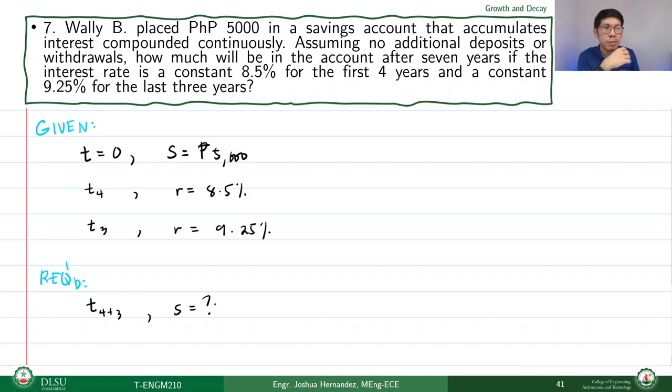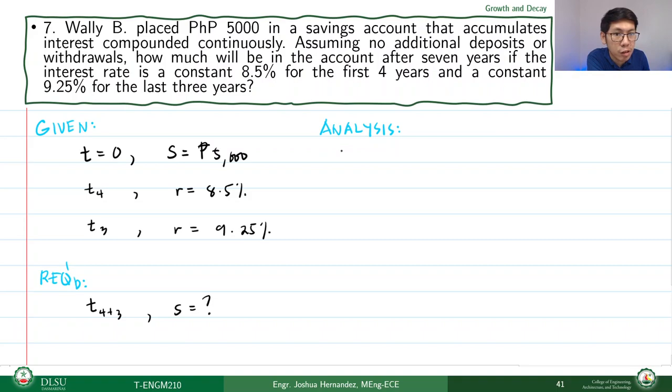Yan. So, kasi ang mangyayari dyan, yung first 4 years daw, 8.5%. Tapos, yung last 3 years, iba na yung rate. So, ibig sabihin, kailangan natin i-apply yung unang deposit ng 8.5% rate for the first 4 years. And then, kung magkano na yung na-accumulate on that time, yung makukuha nating amount doon, saka natin gagamitin for the last 3 years na 9.25% yung rate. Gets? So, sige, analyze natin. Ibig sabihin, two components sa buong 7 years.